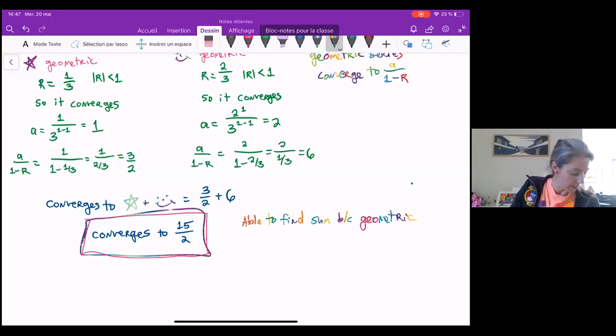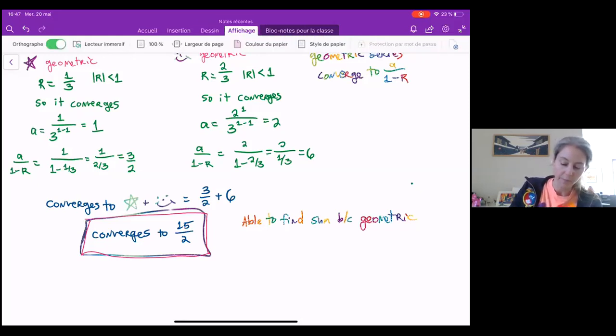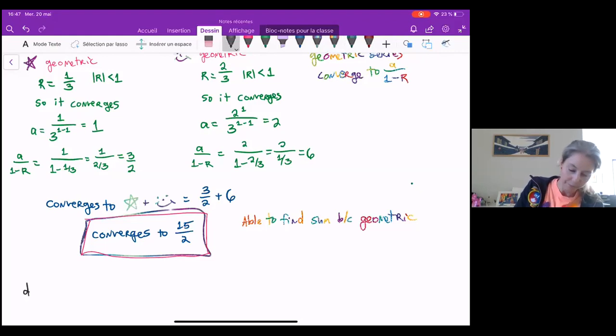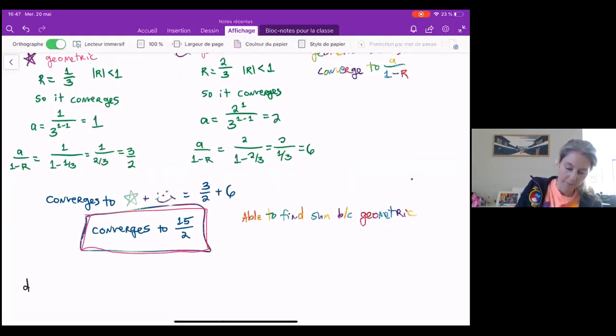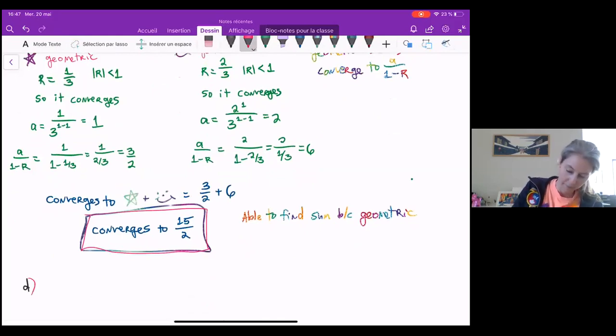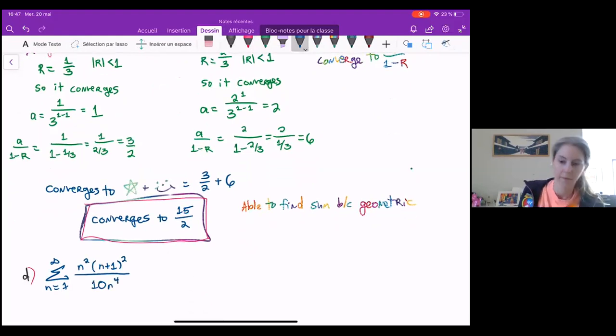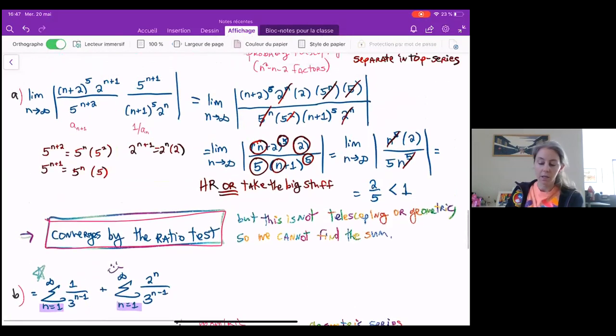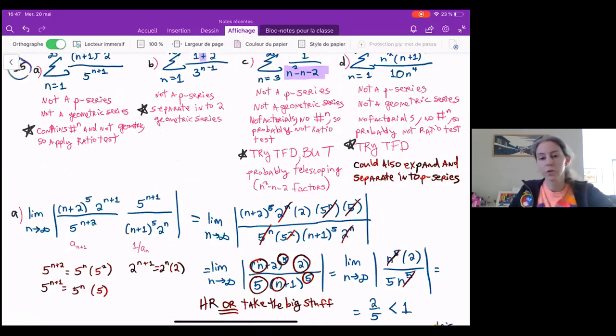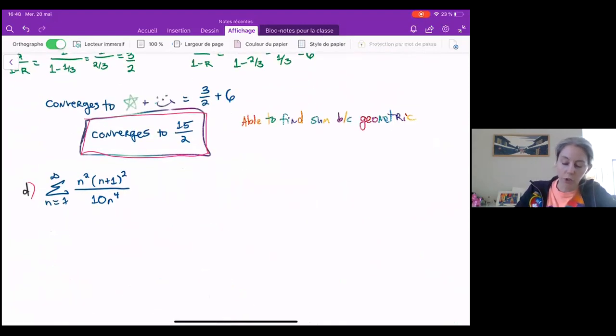Okay, so I'm going to skip C. We'll go back to C and do it last. And I'm going to do D, in 2 different ways. Up here, when we looked at D, we said D is not a p-series. D is not a geometric series. There are no factorials and no number to the power of n. So maybe we should try the test for divergence. So that's what we're going to do down here.